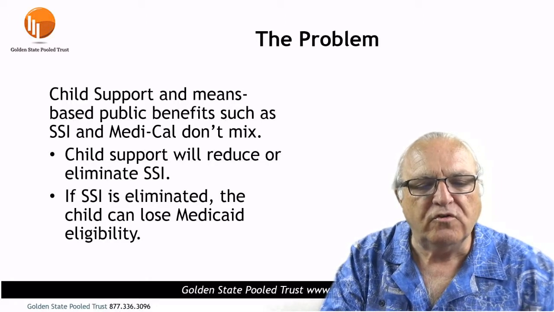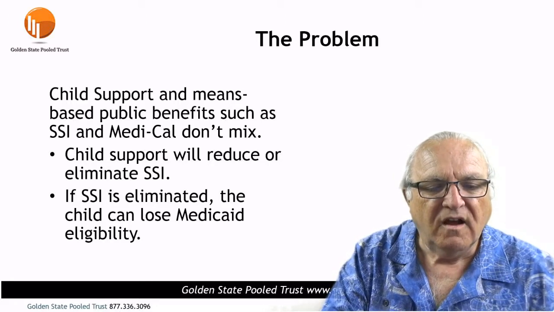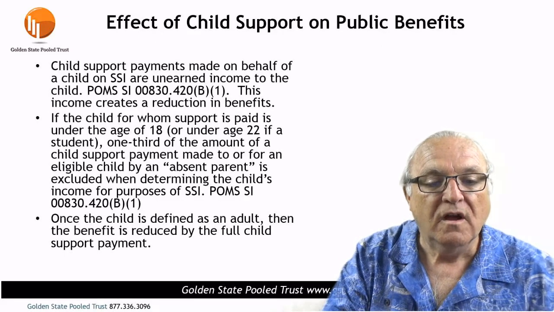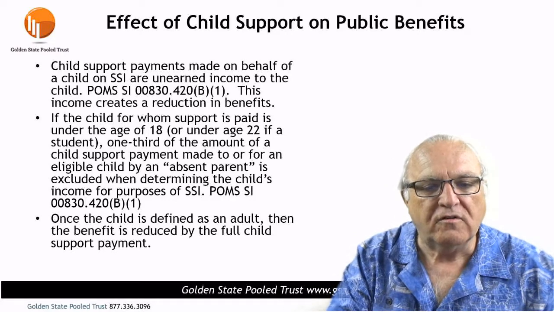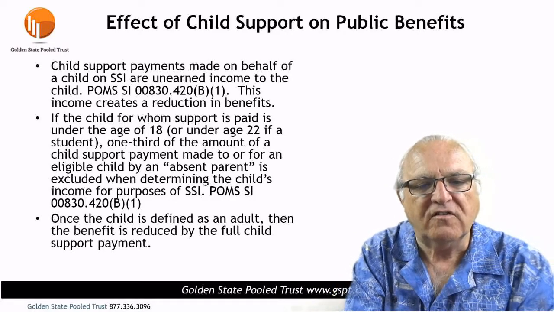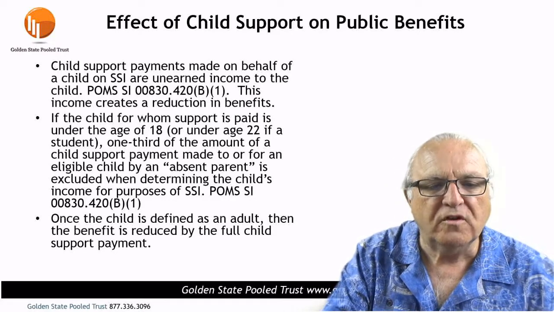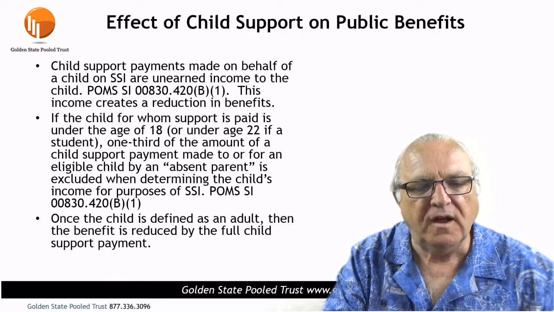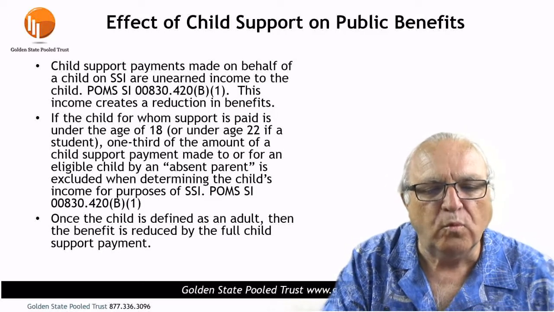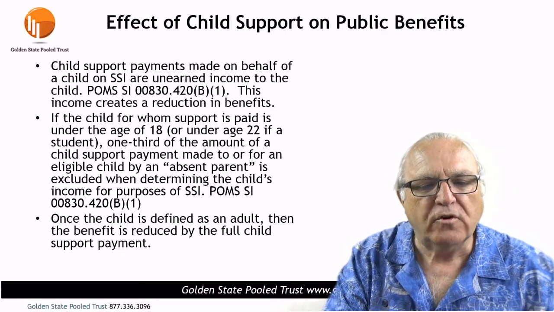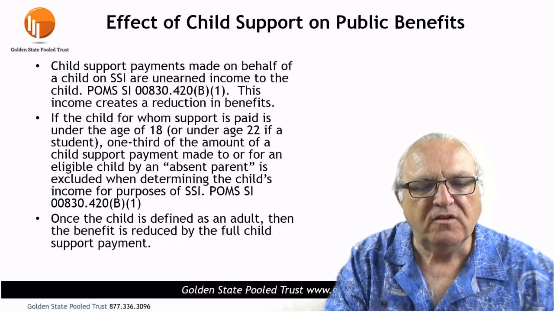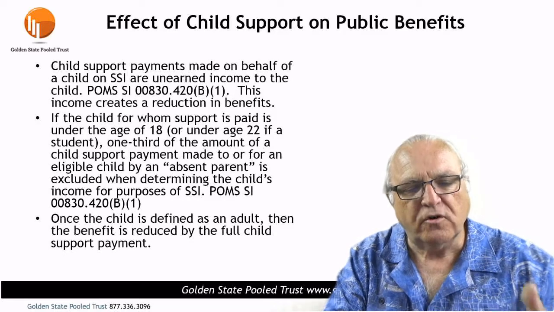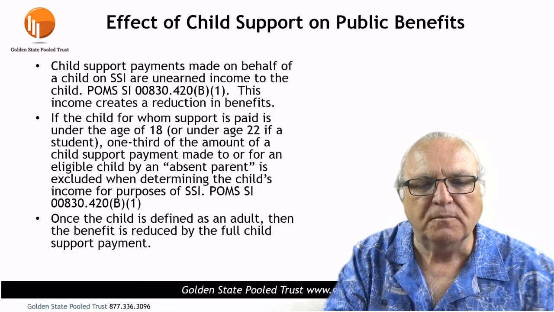Child support will reduce or eliminate the SSI, and if the SSI is eliminated, the child can lose the Medicaid eligibility. What it basically says is child support payments made on behalf of a child on SSI are earned income to the child. And once the child turns 18, or 22 if they're a student, one-third of the amount of the SSI payments made to or for the eligible absent parent is excluded as long as they're a child. After that, then it just becomes income.